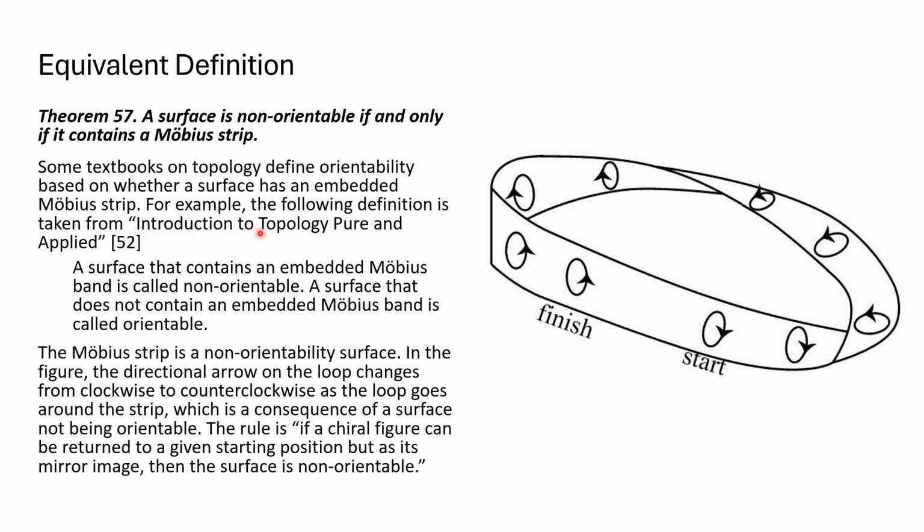This is from the book Introduction to Topology, Pure and Applied, and they define a surface that contains an embedded Mobius band, you can use the word strip or band here, is called non-orientable. A surface that does not contain an embedded Mobius band is called orientable. So, as I say, containing a Mobius strip or band is a way of defining orientability.